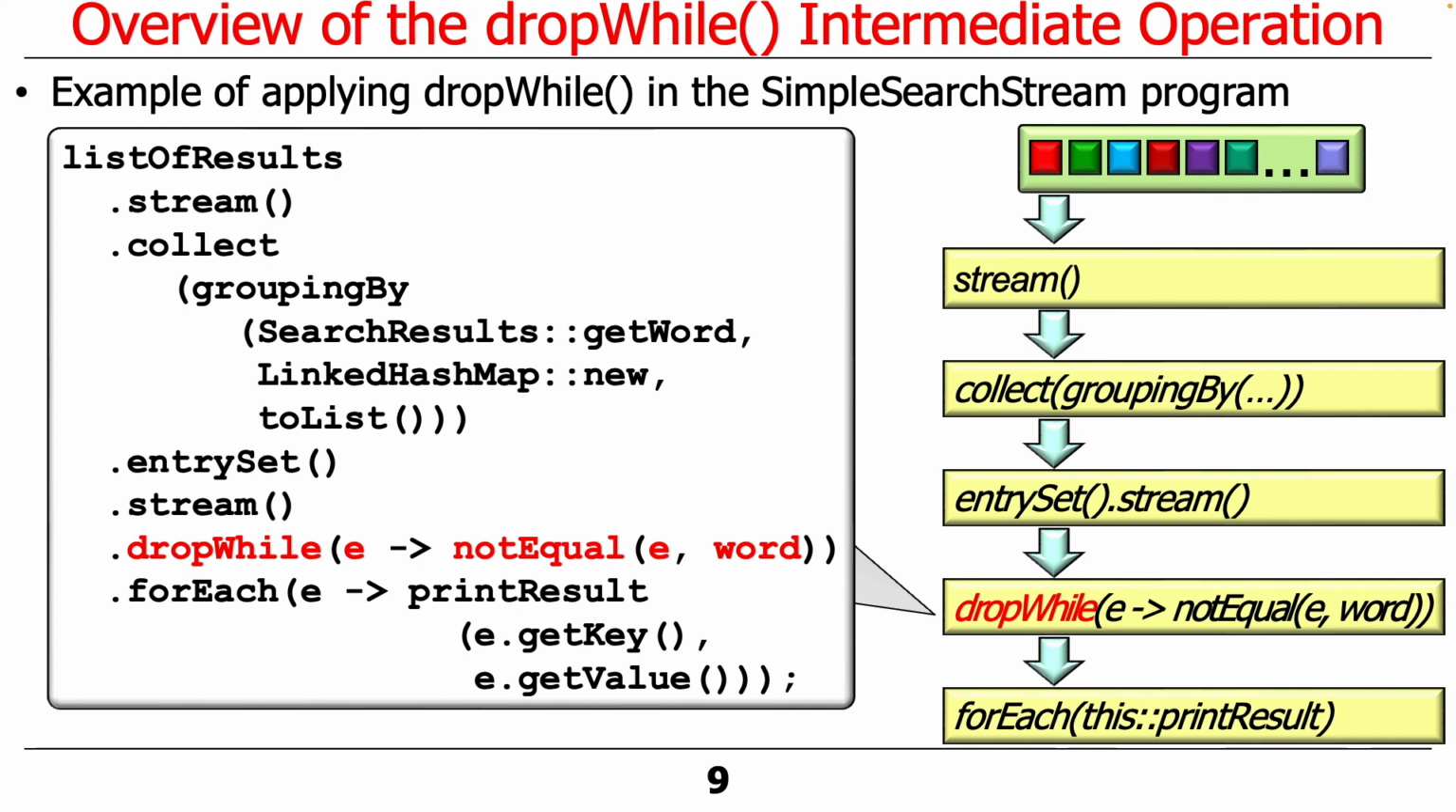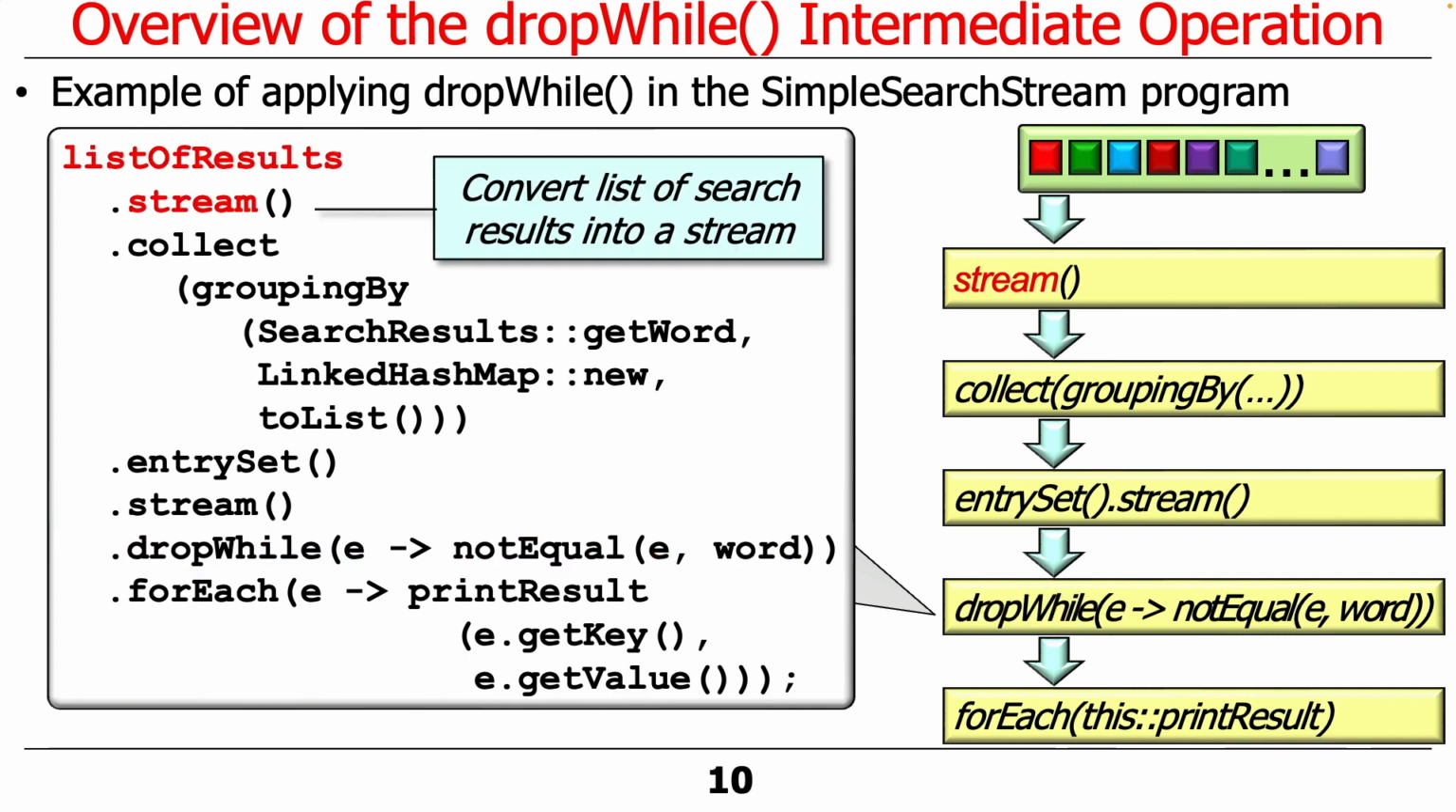And once we hit the one we're looking for, then at that point we will print everything from there onwards. So what we're doing is we're dropping them while they don't equal the word we're looking for. And so we're going to ignore everything up to the point where we find a match, and then from that point onwards, we're going to print all the results out.